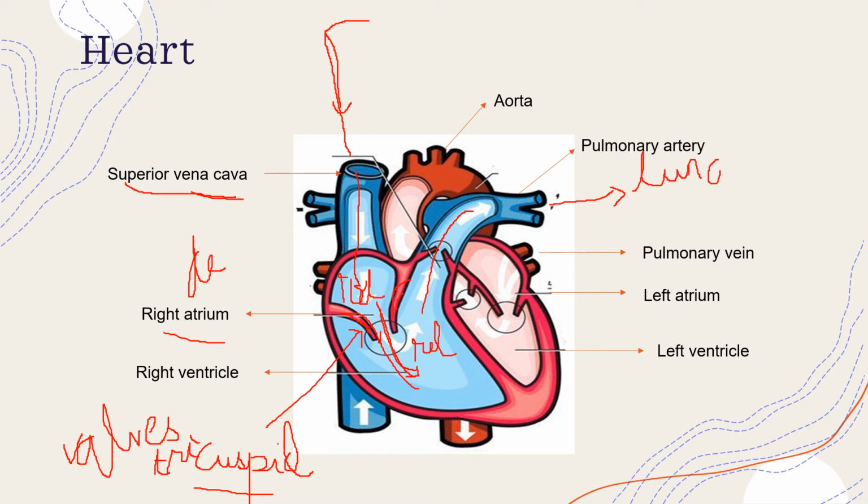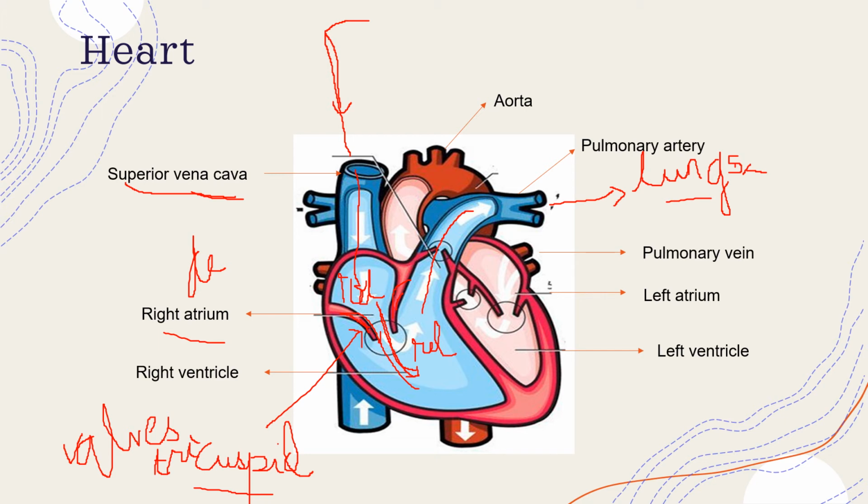Why is it taken to the lungs? Because whatever air we inhale will have oxygen, and here the deoxygenated blood will be converted into oxygenated blood. So when this deoxygenated blood reaches the lungs with the help of the pulmonary artery, the lungs will take the carbon dioxide, and the air which is inhaled, which has oxygen, will be passed on to the blood again.